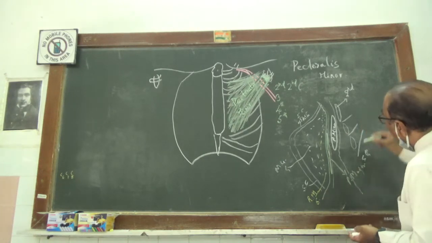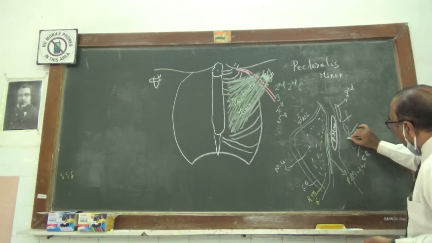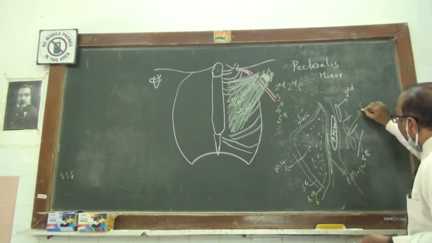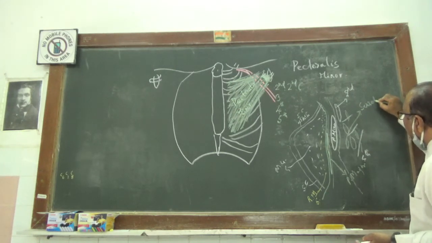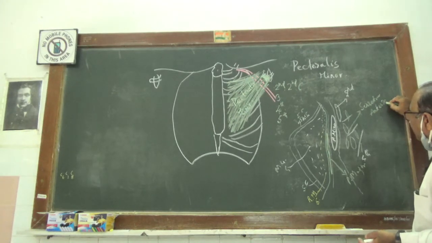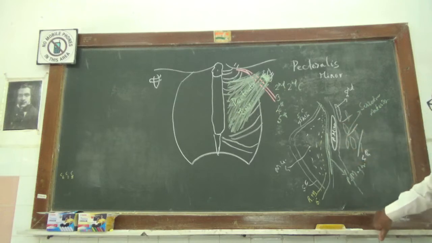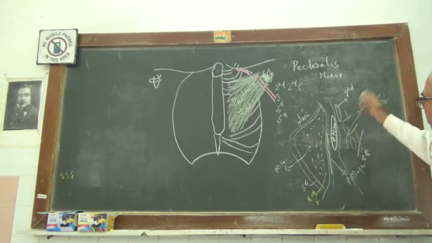Then you will have a muscle called the serratus anterior muscle, and the space between the ribs, which is the intercostal space, and the content of the intercostal space.